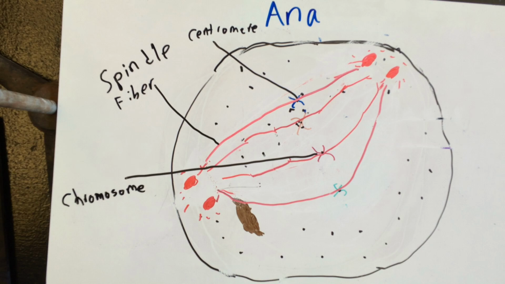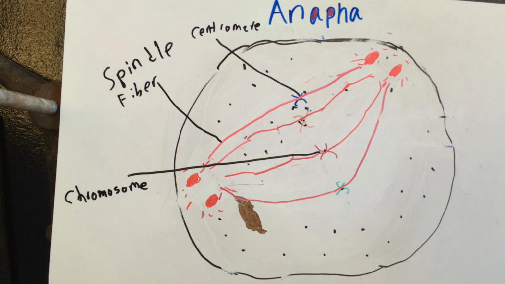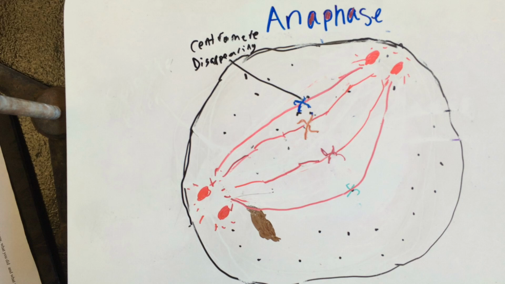Then in anaphase, the centromere splits apart. Chromatids are then pulled to opposite sides of the cell or the poles.